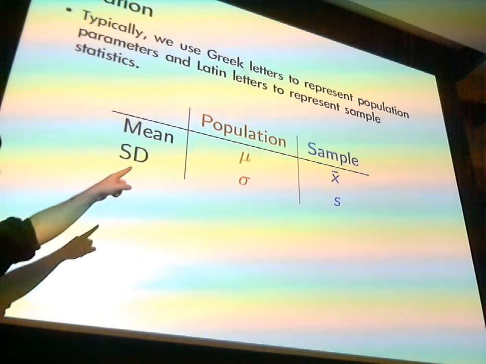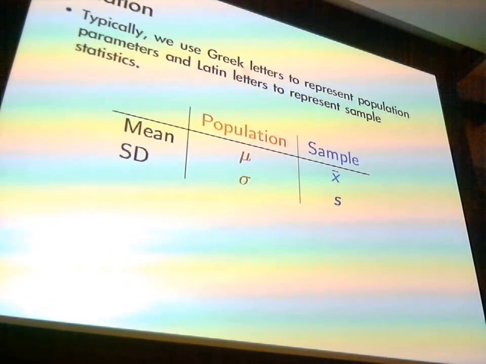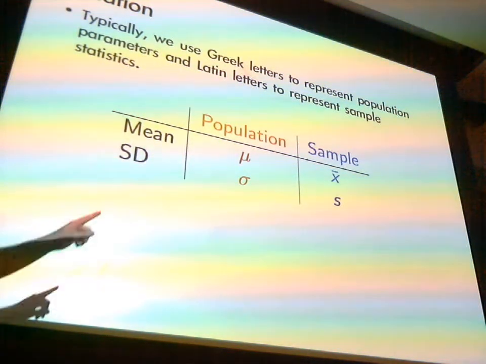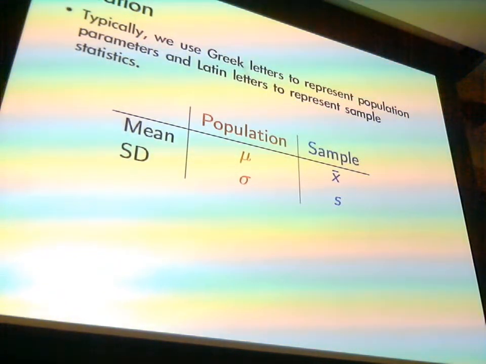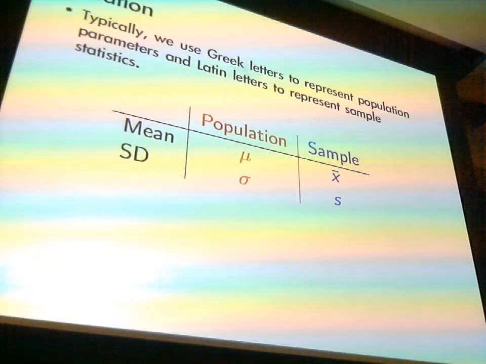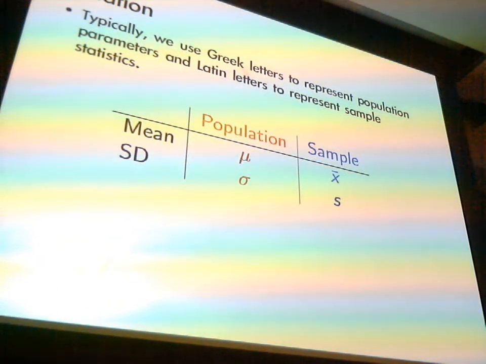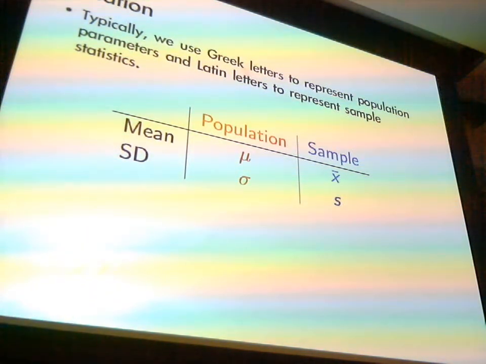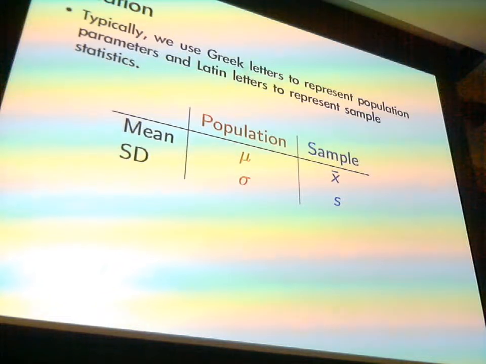So if I want to know what the population mean mu is, well, I don't want to go take a census because they're too expensive. So instead I take a sample, I compute my statistic x bar. Remember, that's the sample average. And x bar is my estimate of mu. Similarly, the sample standard deviation, little s, is my estimate of sigma, the population standard deviation.